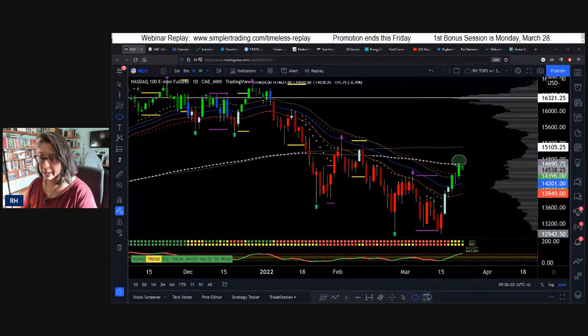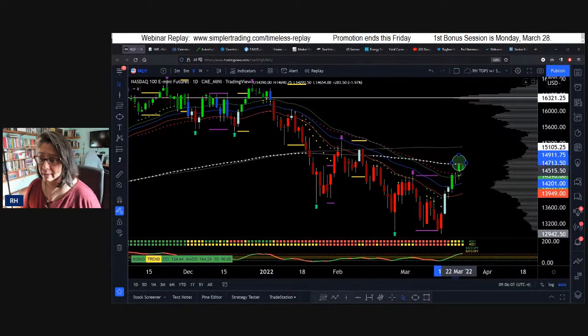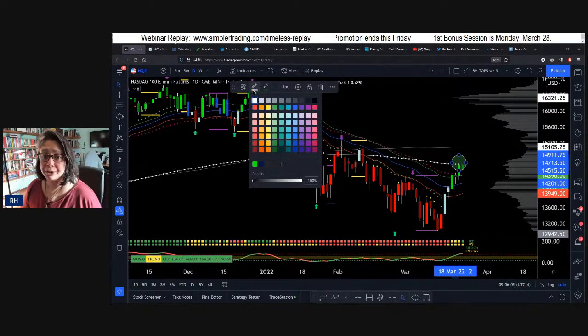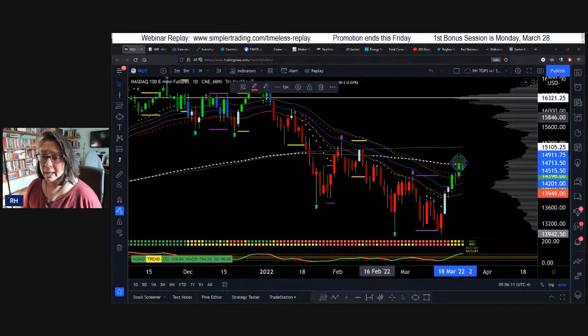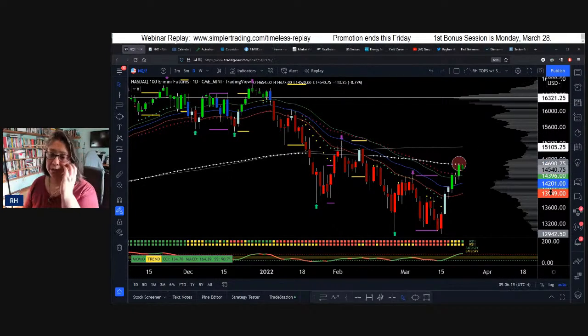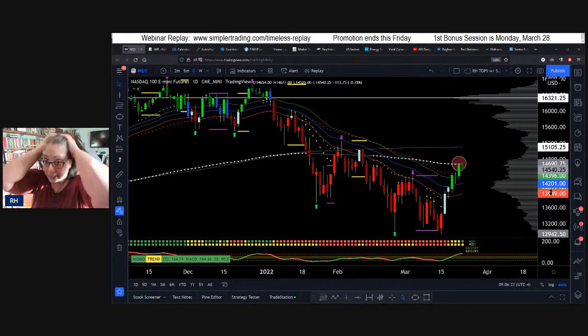The 200 exponential, right there. The 200 exponential moving average. And when we have resistance sitting at a technical level, I think some chartists or technicians get kind of tweaked when anyone implies that there is a self-fulfilling prophecy to indicators.